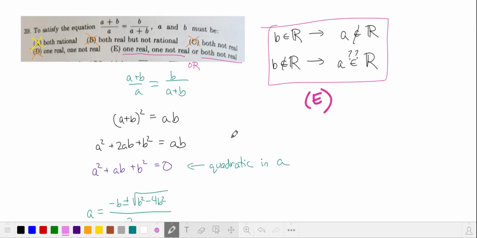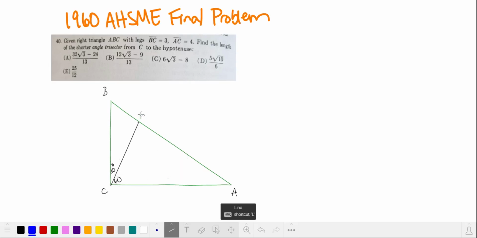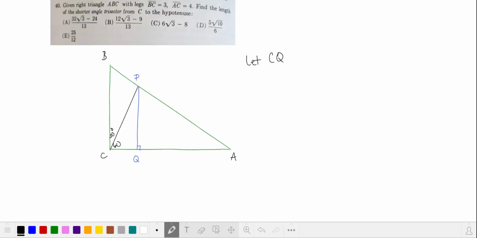Let's go on to the final problem, number 40. Let's draw our right triangle and one of our trisectors. So this angle down here is 30 degrees, and this is 60. So we think about creating a 30-60-90 triangle here to the right. Let's call this segment PQ, and it's perpendicular to AC. Let's let the distance from C to Q be equal to x, and since this is a 30-60-90 triangle, PQ is x root 3 and PC is 2x.